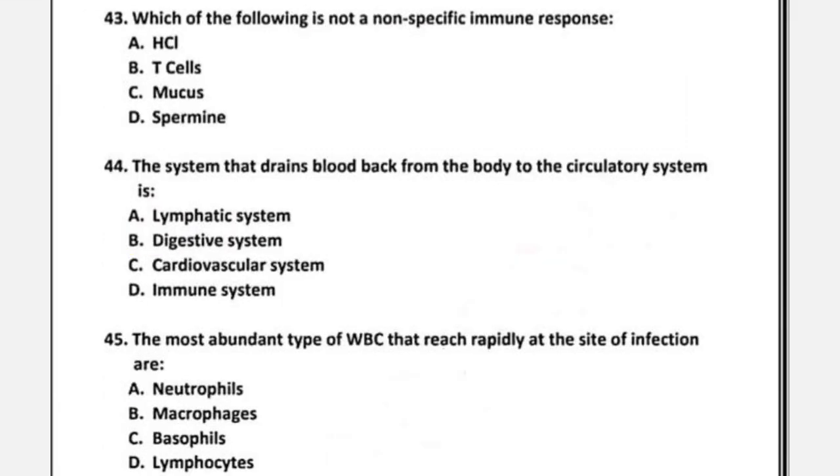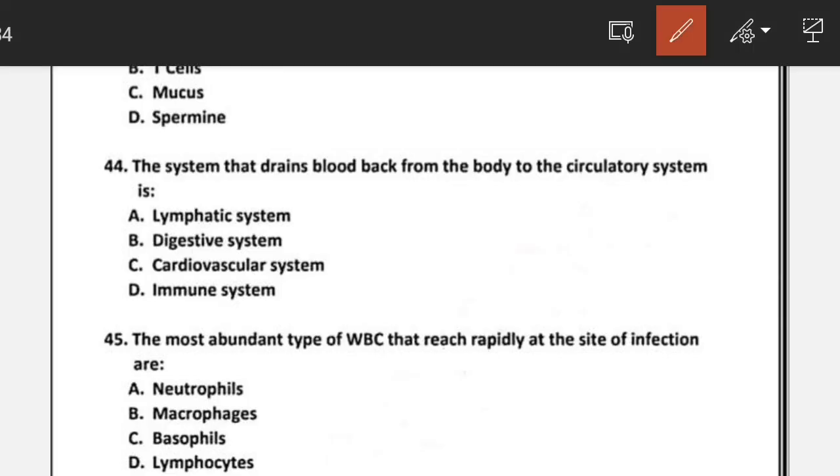Question number 43: which of the following is not a non-specific immune response? Not a non-specific response means it is a specific immune response. Option A is HCl, option B is T cells, option C is mucus, and option D is spermine. The correct option is option B, T cells, because T cells are mainly involved in cell mediated immunity, and that is a specific response of the body against a specific antigen.